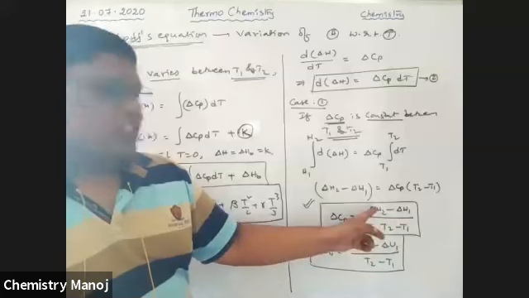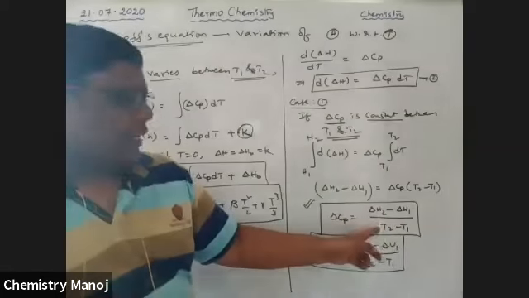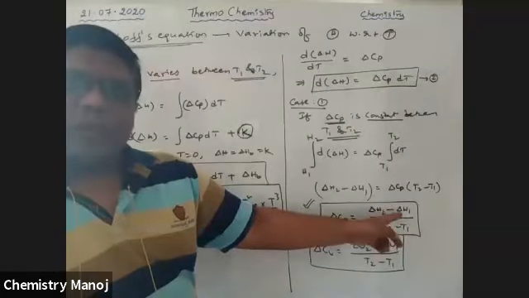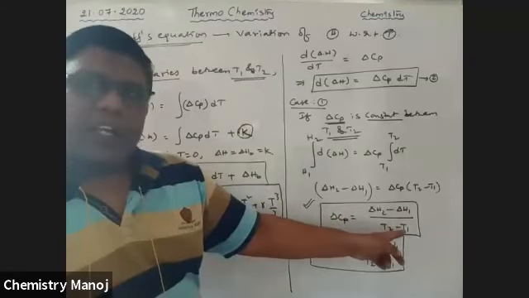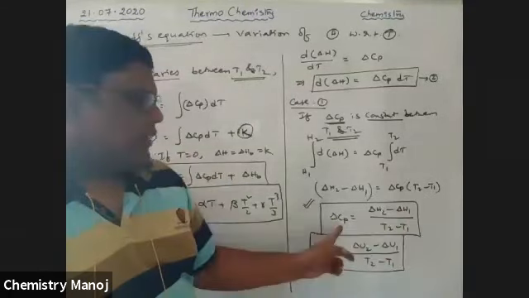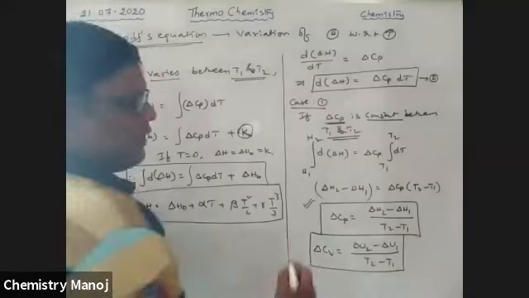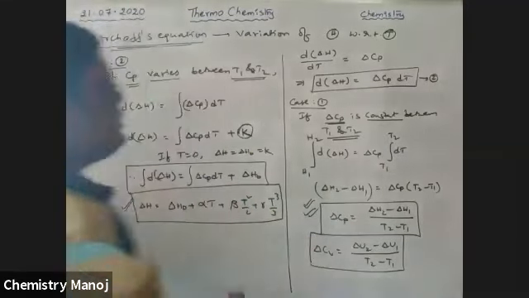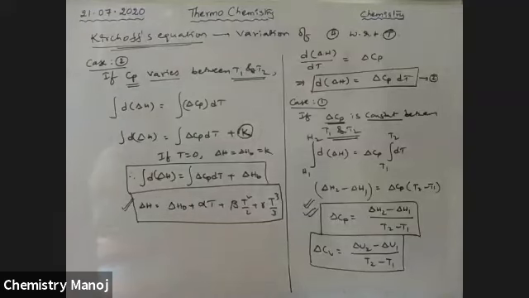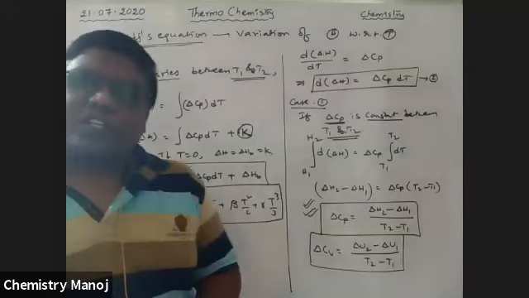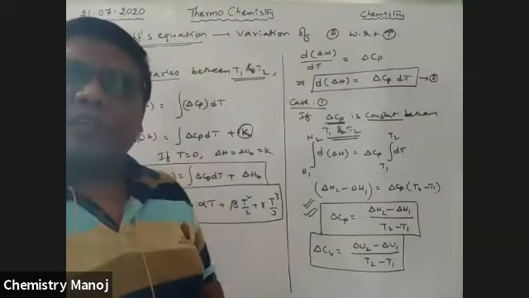Delta H2 is the enthalpy of the reaction at temperature T2. Delta H1 is the change in enthalpy of the reaction at temperature T1. So all these are related with delta Cp values. Very, very important, my dear boys. It is Kirchhoff's equation that gives the information about change in enthalpy with respect to temperature.